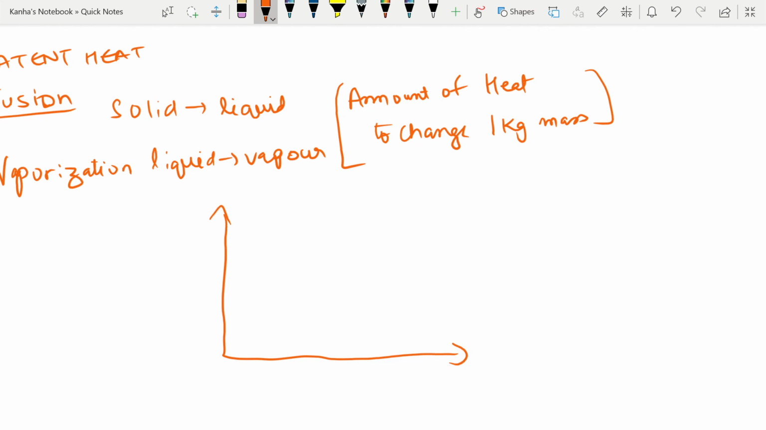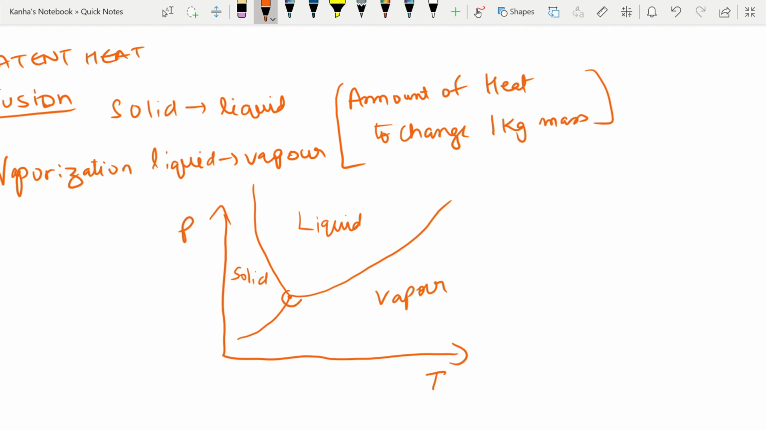So you have pressure here, you have your temperature here, and the phase diagram is something like this. The different regions: this region is liquid, this region is vapor, and this region is solid. Also note that this point is called the triple point of water.